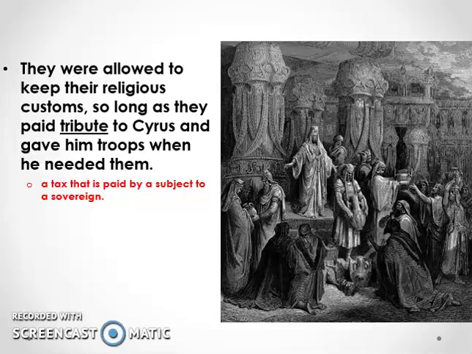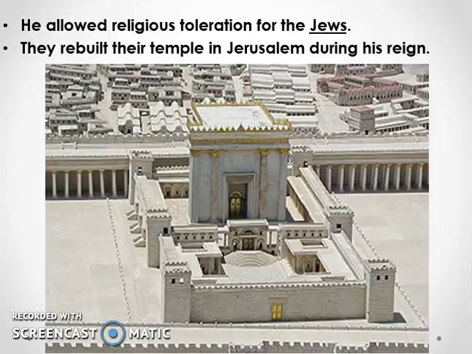The only thing he required was that they pay tribute to him and give him troops when he needs them. A tribute is a tax that is paid by a subject to a sovereign, or someone above them. So they would have to pay a tribute, which could be money, it could be goods, it could be individuals that would be brought from different areas to fight in a war, or whatever it is that Cyrus would need the people for. They would pay this tribute, and he would pretty much leave them be. He would let them practice the religion they wanted to practice and maintain their cultural differences.